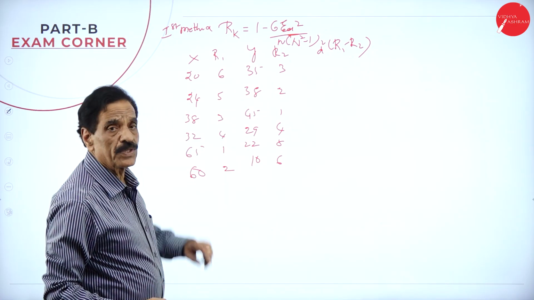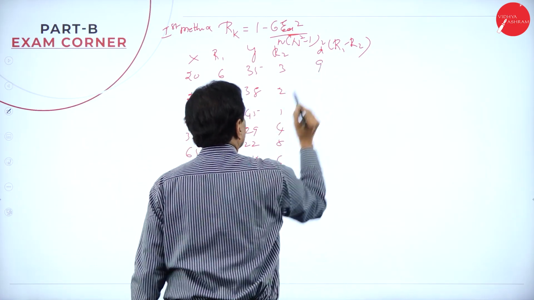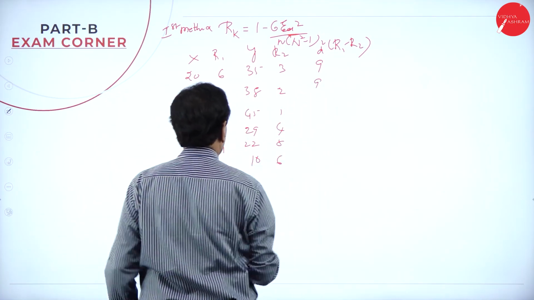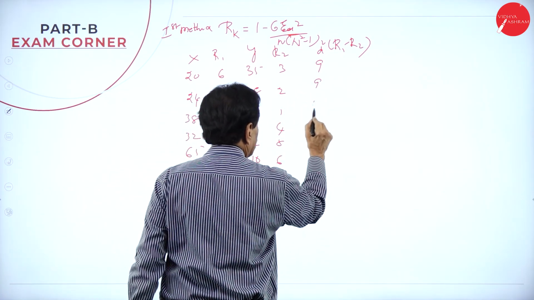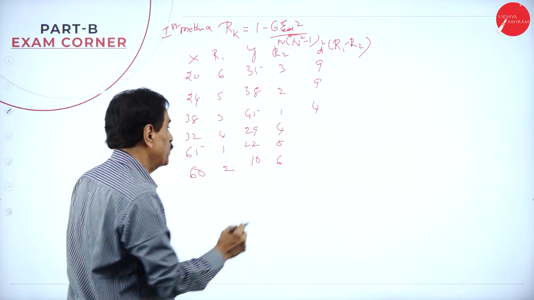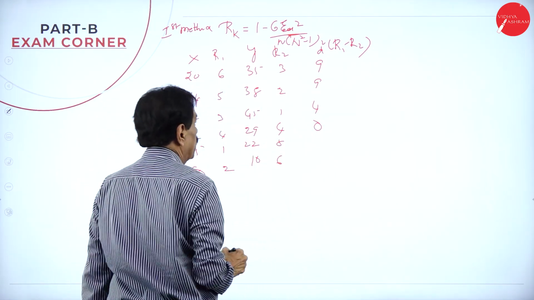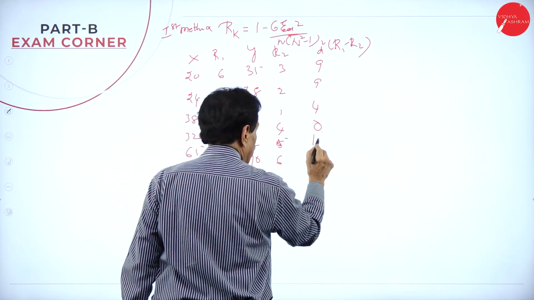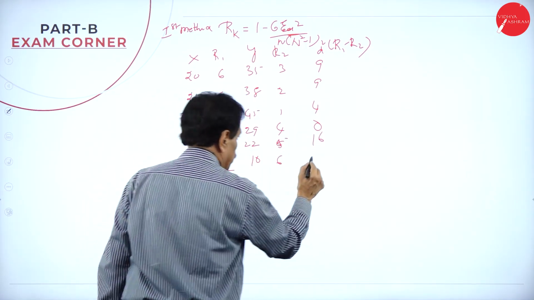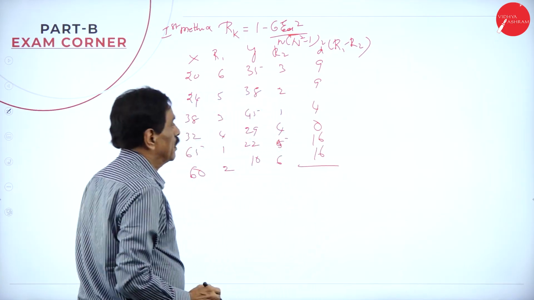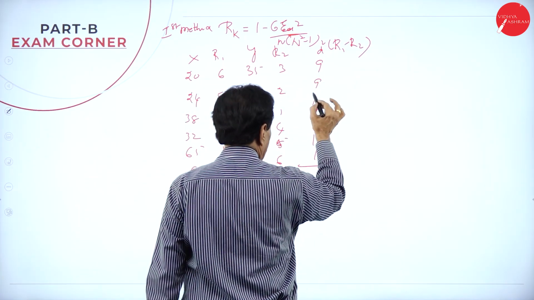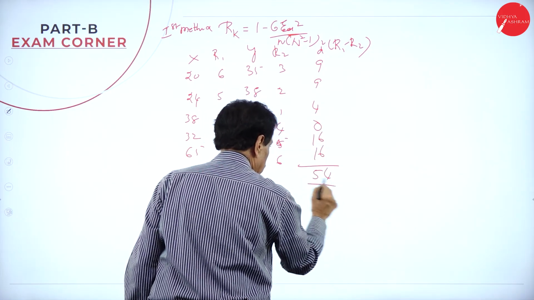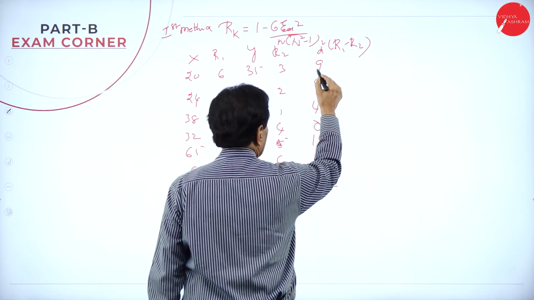So d square is R1 minus R2, the deviation, squared. 6 minus 3 is 3, 3 square is 9. 5 minus 2 is 3, 3 square is 9. 3 minus 1 is 2, 2 square is 4. 4 minus 4 is 0. 5 minus 4 gives 1, and 6 minus 2 is 4, 16. Add the figures: 9 plus 9, 18, 22, 28, 34, 54. This is sigma d square.